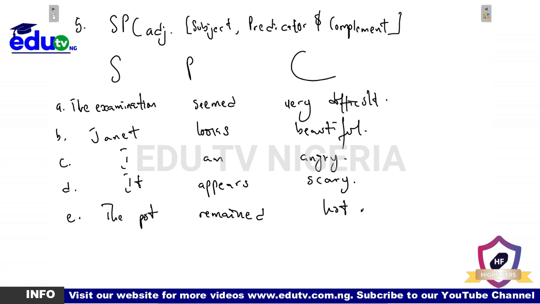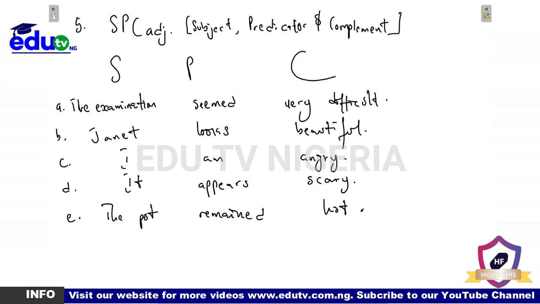So very difficult is describing the feature of the examination this time around. Janet looks beautiful. Beautiful is telling us about a characteristic of Janet. Do we get it? It tells us an attribute of Janet. Angry tells us my present attribute or state. It appears scary. So scary tells us of the attribute of the subject it, and then the pot remained hot. Hot tells us of the quality or the attribute of the pot. Do you get it? So the complement here is an adjectival group. It's as simple as that.